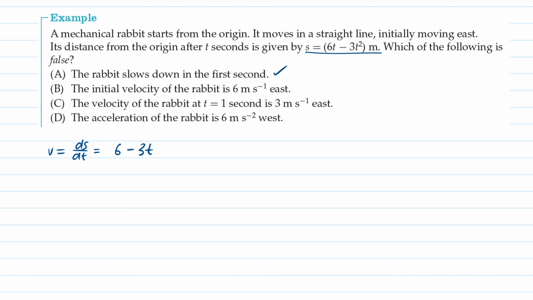B, the initial velocity of the rabbit is 6 meters per second east. So just check, initially moving east, yep, so that one's true. The velocity of the rabbit at t equals 1 is 3 meters per second east, yes, that's correct as well. And the acceleration of the rabbit, so for acceleration we'd need to find the change in velocity with respect to time, and so that's going to be negative 3, and so the acceleration of the rabbit being 6 meters to the west, well no, it's actually 3 meters per second to the west, so D is the one that is incorrect.